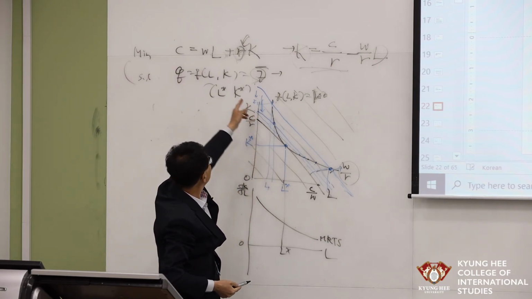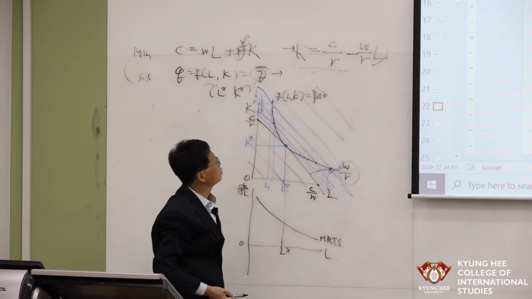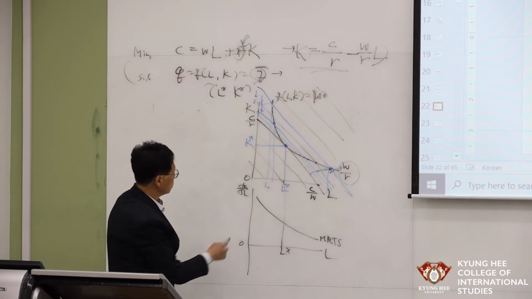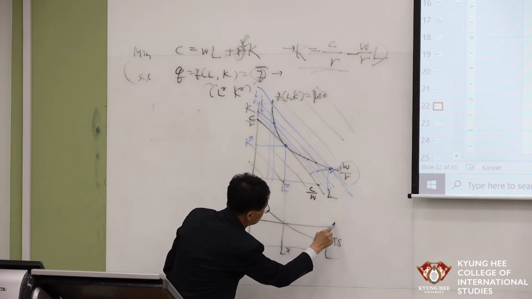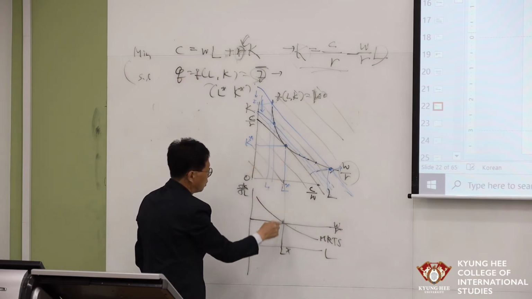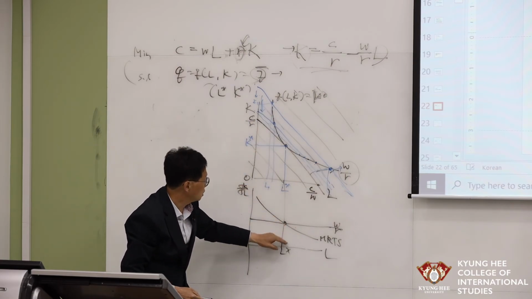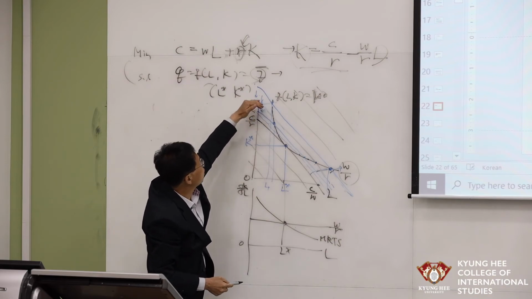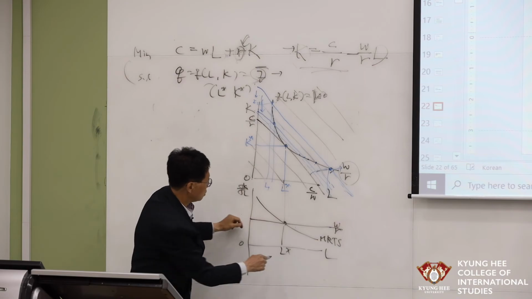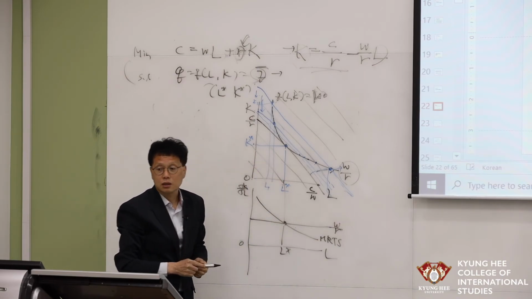And now think about the slope of the isocost line. That is W over R, isn't it? The changing rate, minus W over R. The slope of the isocost line is this one, W over R. Okay? So at this input mix, what happened? The slope of the isoquant equals the slope of the isocost line, W over R. Right? So that is L star and K star. Can you understand? Right?